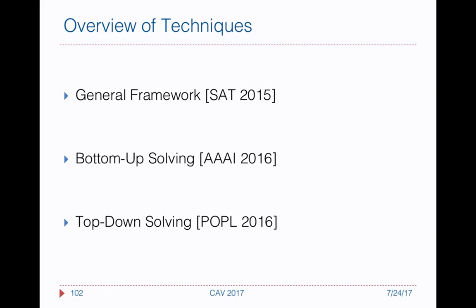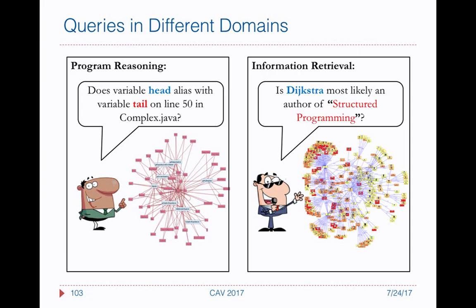Then we wondered about an analogous approach called top-down solving, and let me motivate it using an example. In many domains, we are not interested in computing the entire solution. For example, we are not interested in computing all paths in a graph. The user might be interested in only certain paths. For example, in the program reasoning domain, the user might want to know whether two variables may alias on a certain line of code. This happens in other domains as well. For example, in information retrieval, you might be interested only in knowing whether a certain author has authored a certain book.